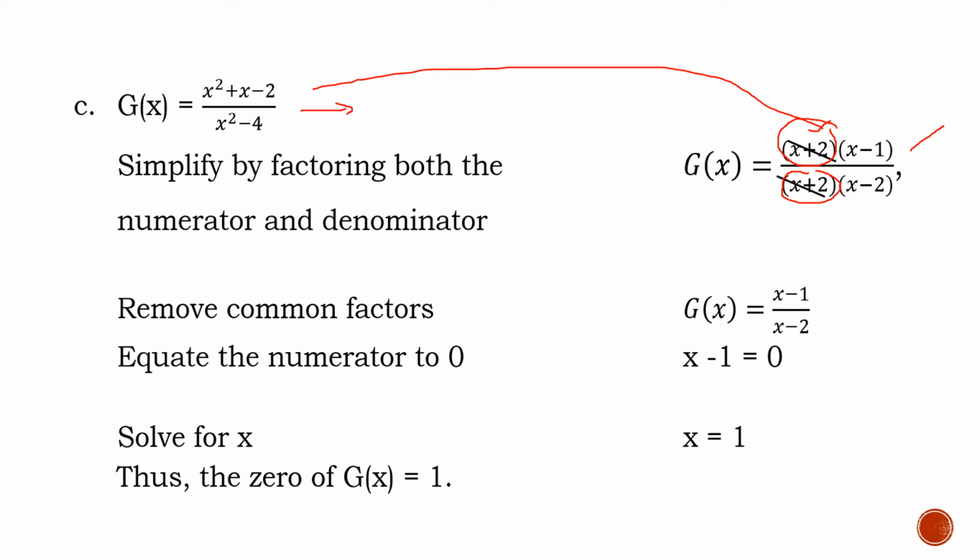Now, in the simplified form of this rational function, we can go with the process of equating the numerator to 0. That's why it becomes x minus 1 is equal to 0, because your numerator here is x minus 1. So we equate the numerator to 0, then solve for the value of x. If this is negative 1, we transpose it to the other side of the equation, making x equal to positive 1. Thus, the 0 of g of x is equal to positive 1.